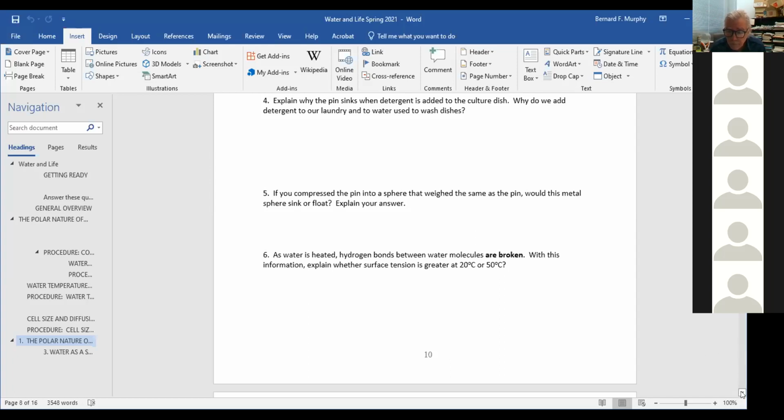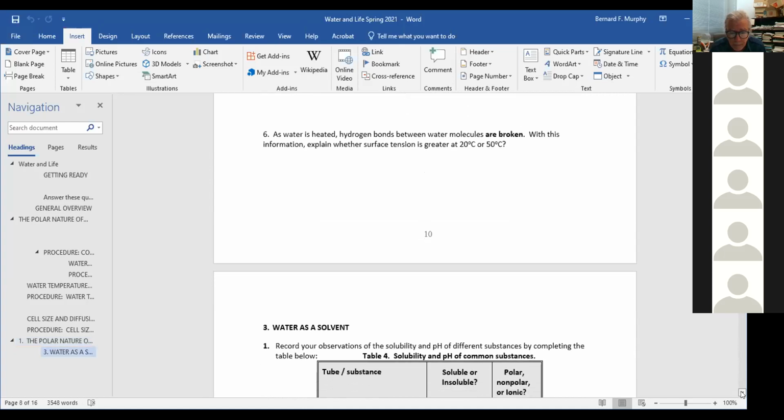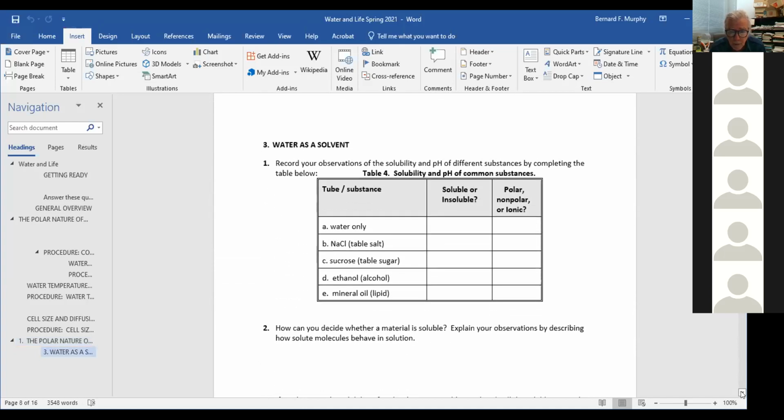All right. Water is a solvent. Okay. So water, is it soluble in water? Yeah. This is like a control. And of course it's polar. Table salt, soluble? Yes. It's considered polar, but a better thing to put here is ionic, because it's an ionic compound.